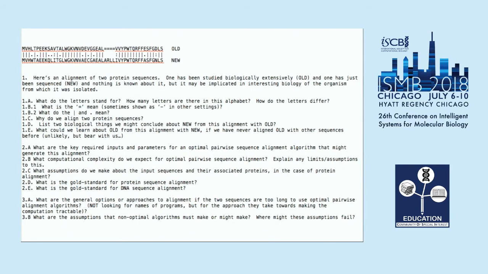What is the computational complexity? You can see we're getting another level of insight required. What assumptions do we make about the input sequences? What is the gold standard for a sequence alignment of two protein sequences? And then, getting even more sophisticated, what are the general options or approaches to alignment if you have databases that are billions of bases? So this gets them into heuristic, non-optimal algorithms like BLAST and others, BLAT.